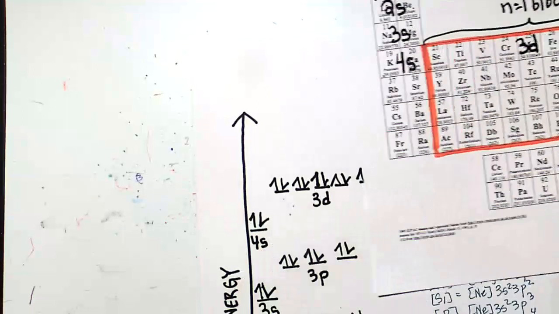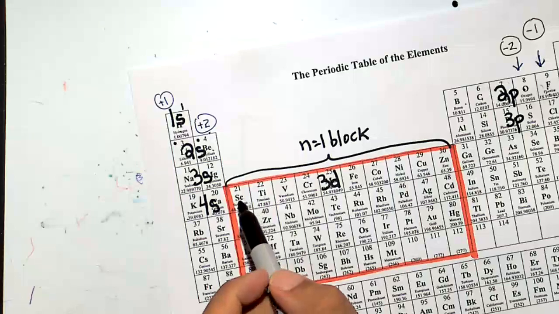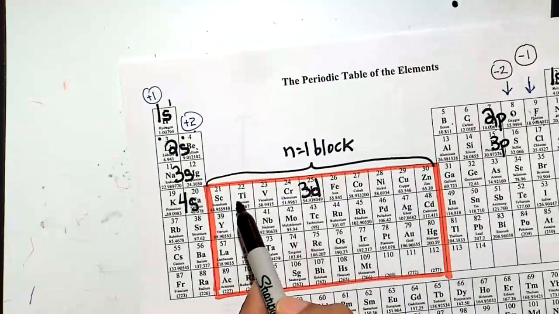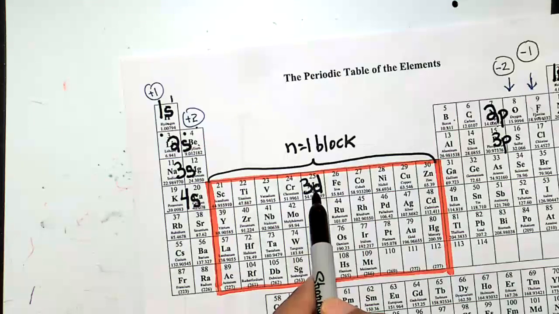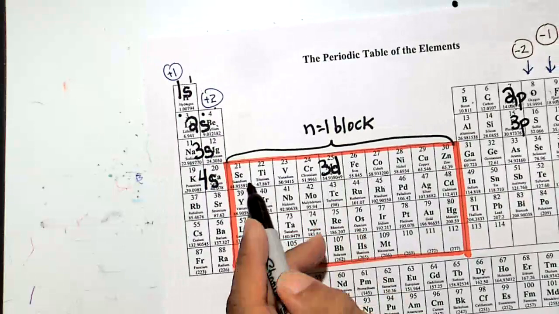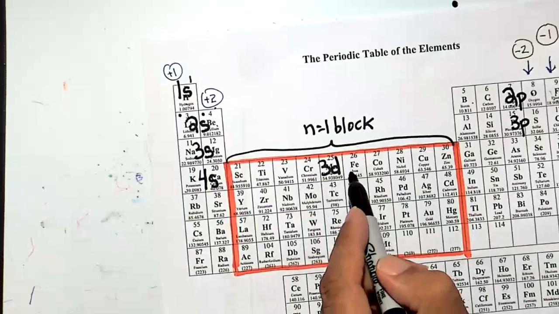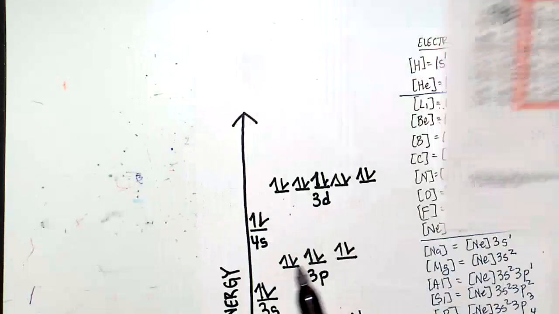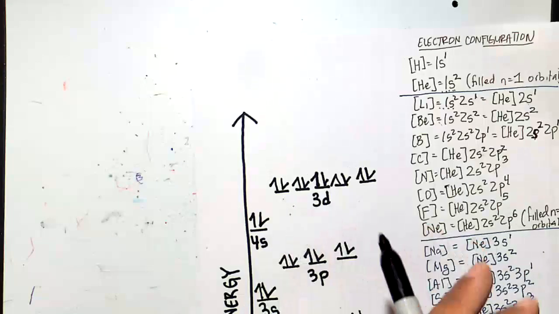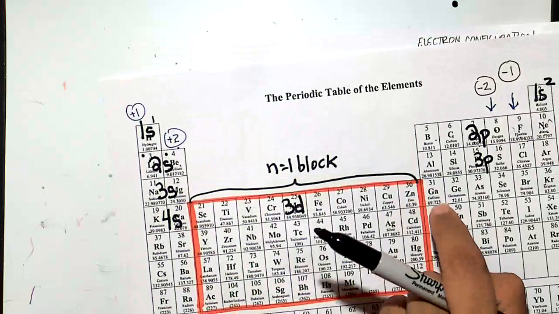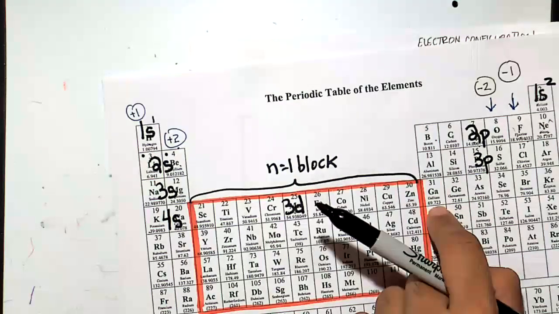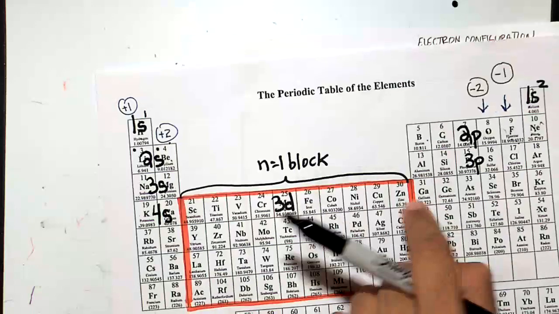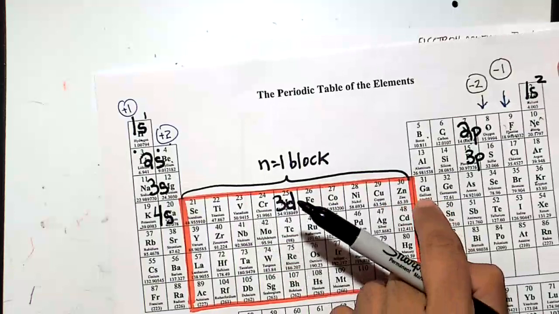No, we're still in the d's. So we filled it all the way up to here. 3d1, 3d2, 3d3, 3d4, 3d5. What happens after 3d5? They start to pair up. Very good. 3d6, 3d7, 3d8, 3d9, 3d10. So we got all the way up to zinc. Now, after zinc, where will these electrons go for gallium? We got our 30.